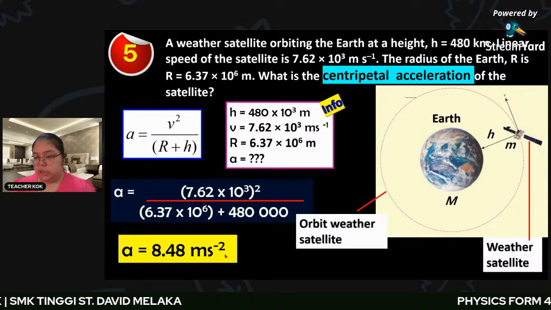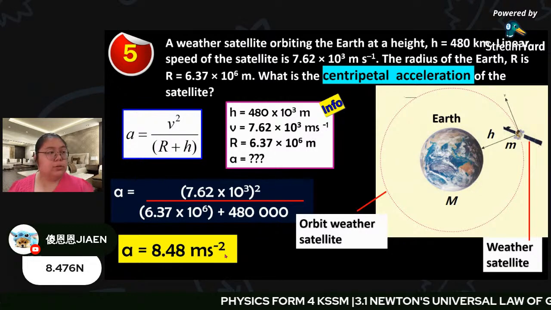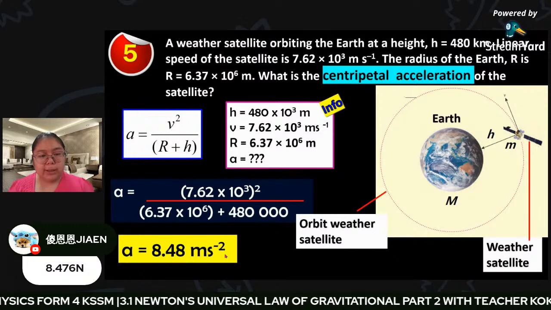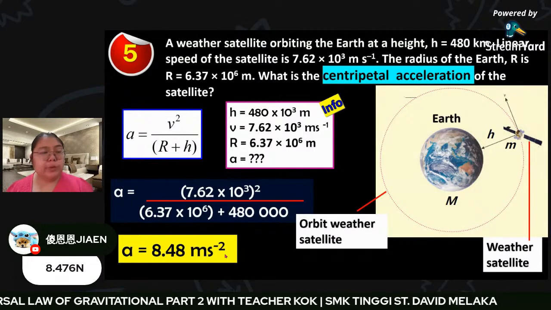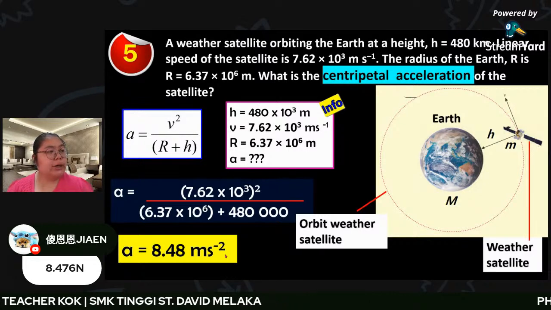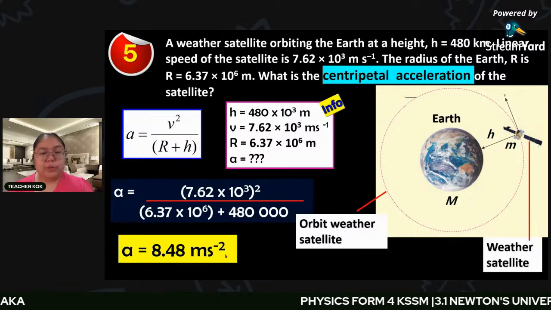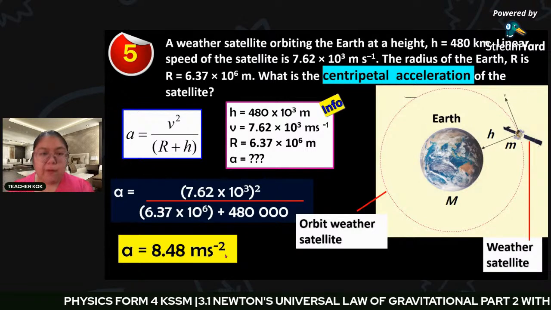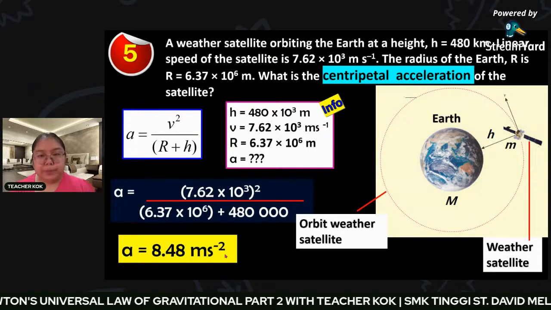Jian, help me to change the unit. The unit is ms^-2, not Newton. So the student needs to change it. The answer is 8.48, sorry, it's ms^-2. We don't have any power, only 8.48. How do we change the unit, not Newton? That's an acceleration unit, ms^-2. So what is important is the info. Number 2 is the formula. If not, we don't know how to apply.